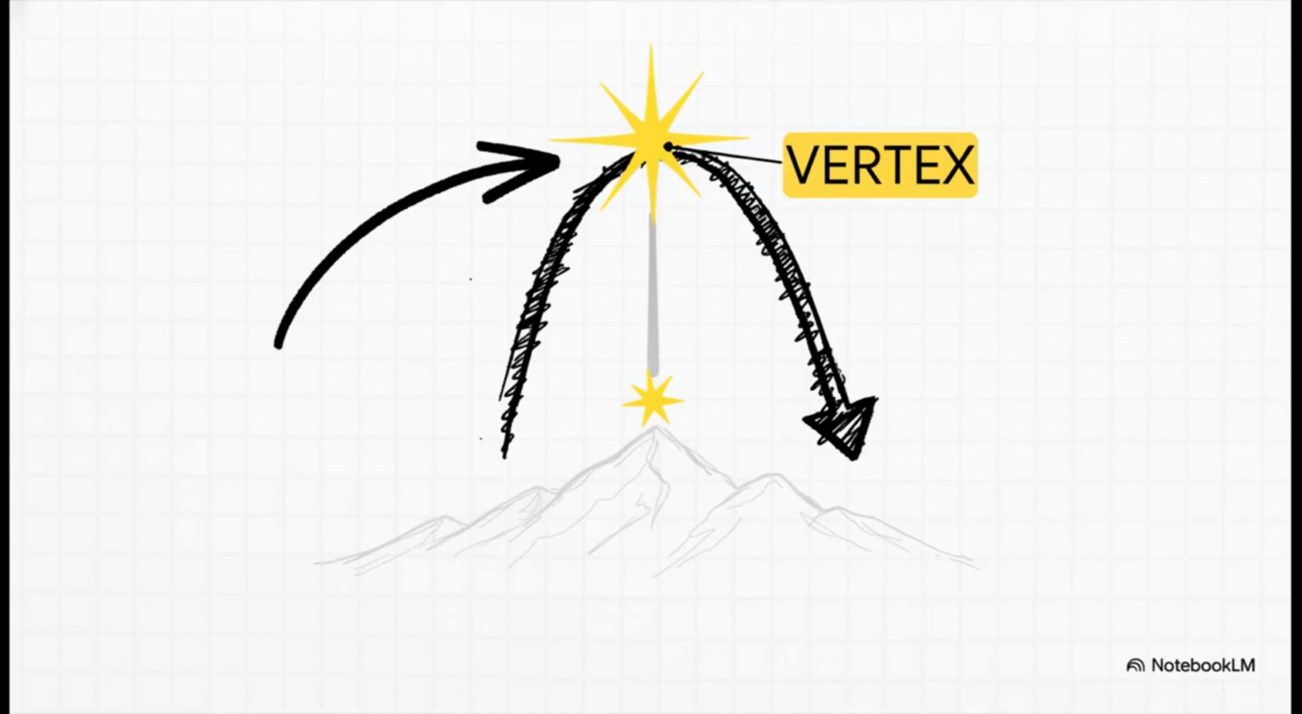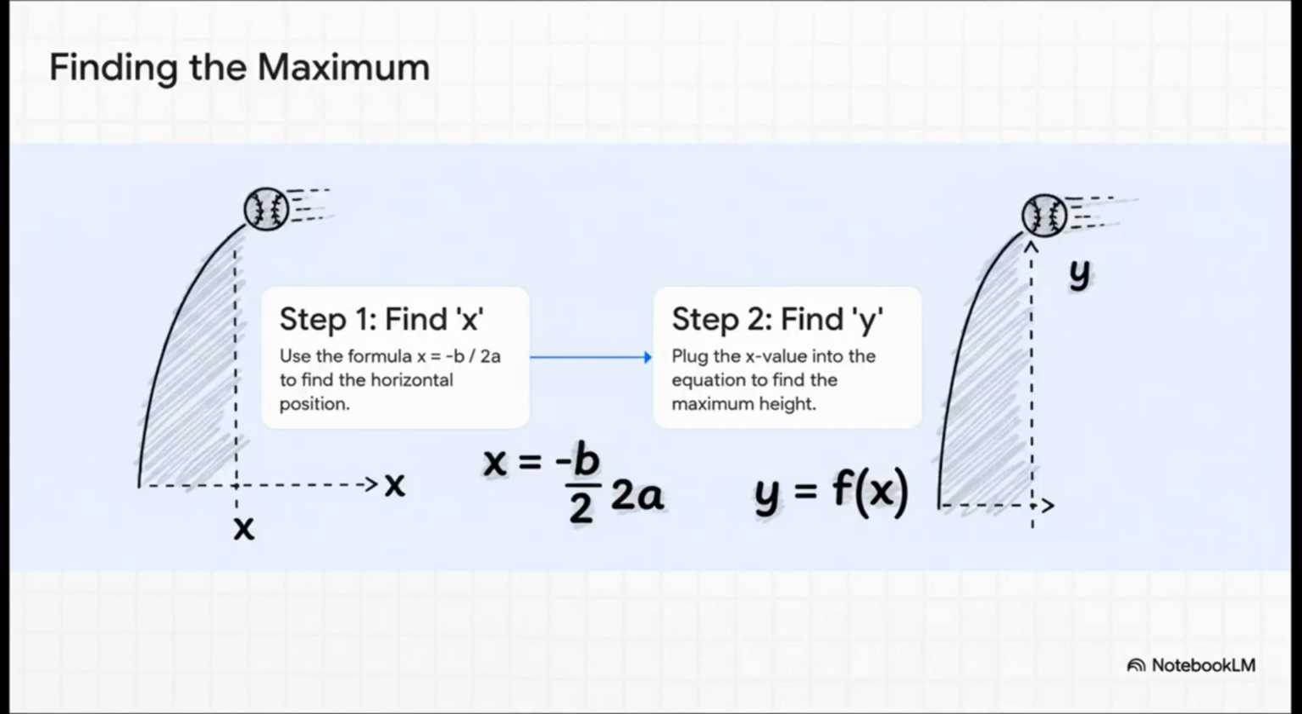So in the world of math, that peak has a special name. It's called the vertex. And for a curve that opens downwards, like an upside-down U, like our ball's path, the vertex is that one single highest point. It's literally the peak of the mountain. And get this, finding it is a super simple two-step process. First, we use this handy little formula to find the horizontal spot where the ball hits its peak. Then, you just take that x value and plug it right back into our main equation. Boom! That gives you the y value, which is the actual height.